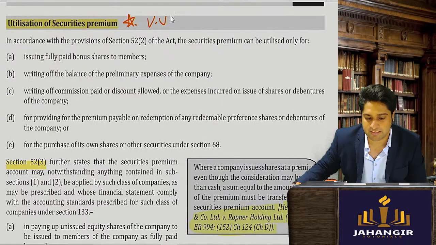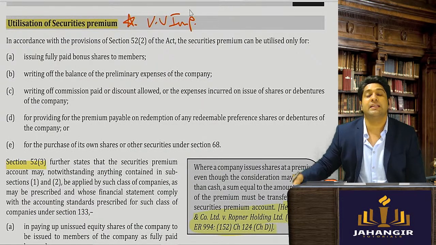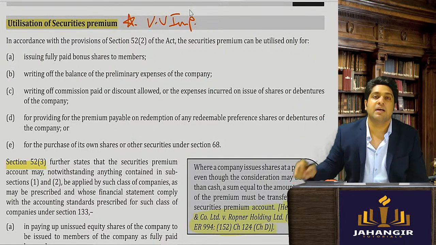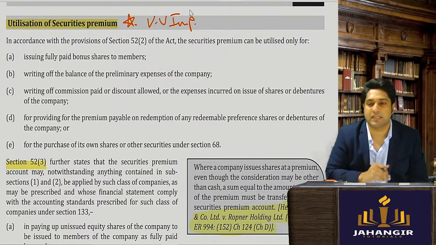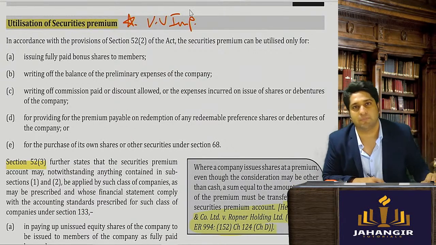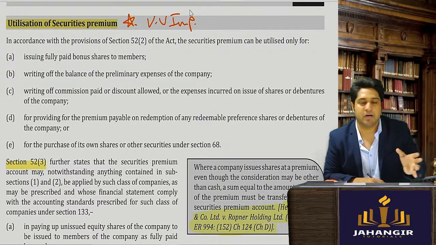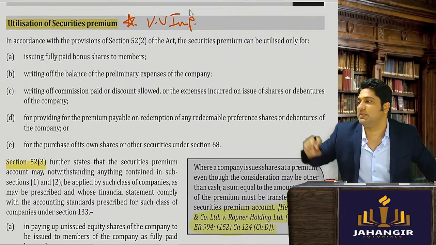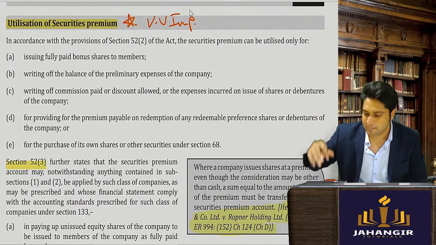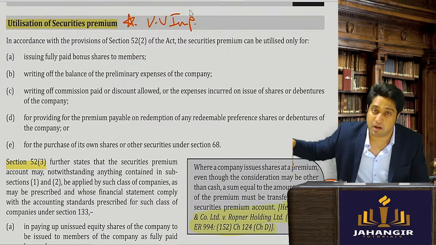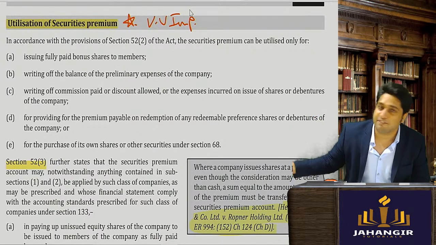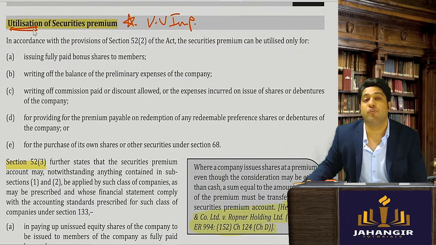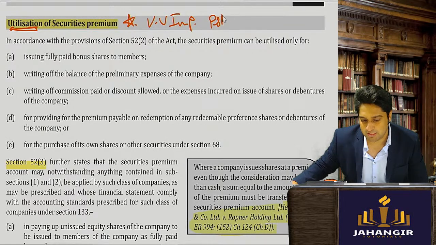Now I will ask you that exam question. Once it has gone into a separate account called the security premium account, can this company use it for buying plant and machinery? For example, you have given me 12 rupees. 10 rupees I put in the share capital account and 2 rupees I keep in the security premium account. Now the security premium account has money. Can I withdraw these funds and utilize the security premium account for buying plant and machinery? Yes or no?